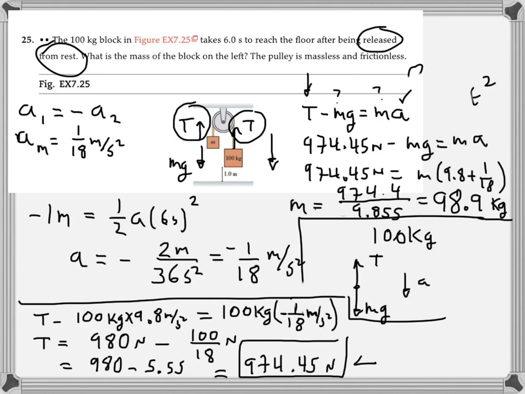It would take 6 seconds to fall a distance of 1 meter, which is 3 feet. You can try to visualize that. It's a pretty small acceleration that we have here. So not surprisingly, the two masses are pretty close in value. So all right, let's leave it there.